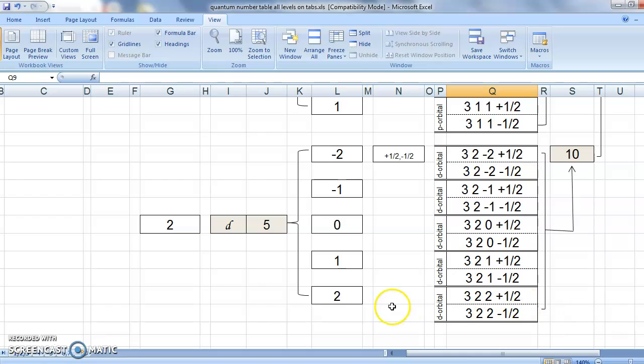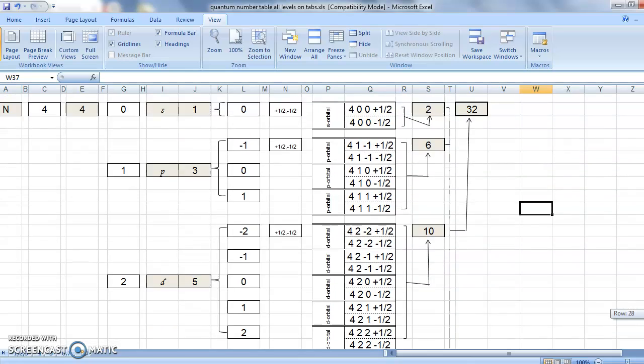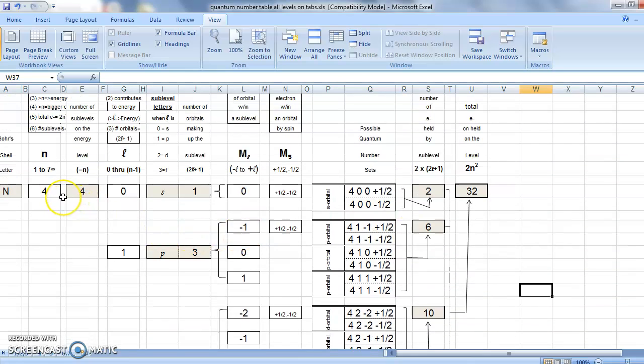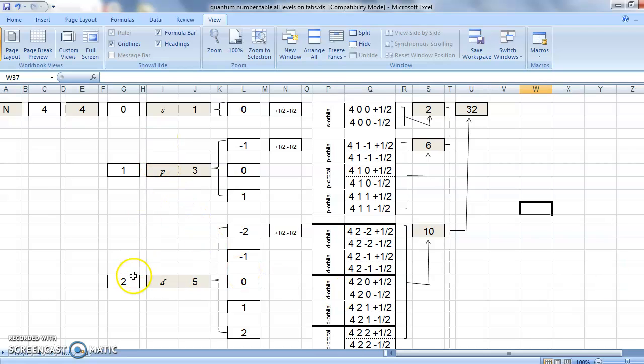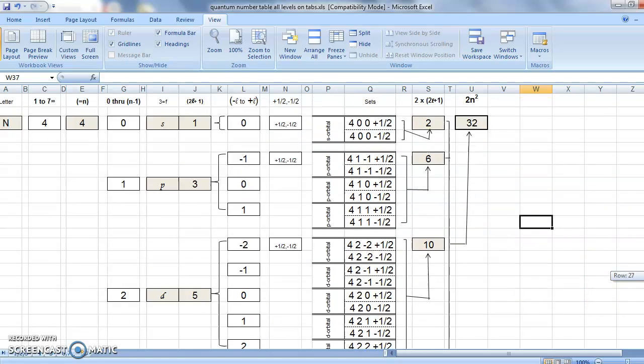When do we first see the f? We first see the f on the fourth level. So if you click down here on these tabs, you'll see the fourth level, the n is 4, and there's 4 sublevels. There's a 4s, a 4p, a 4d, and the second number can be a 3. There's a 4, 3, that's the f. So we don't see the f until the fourth level.